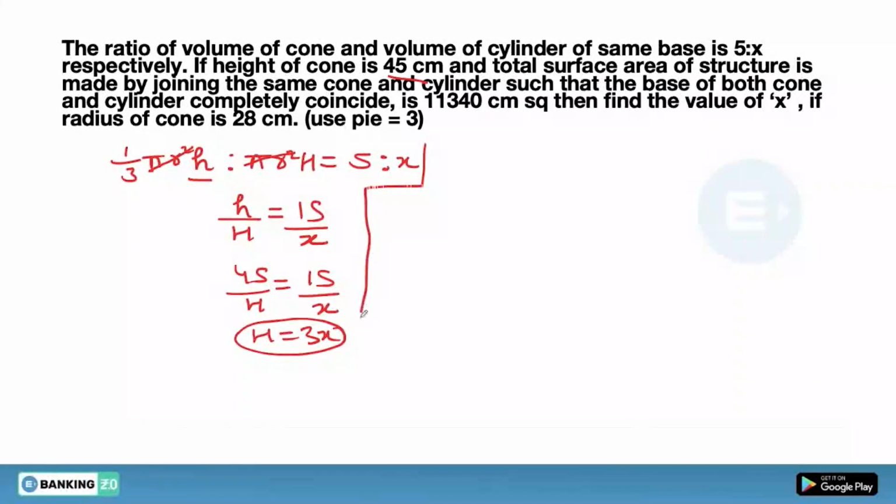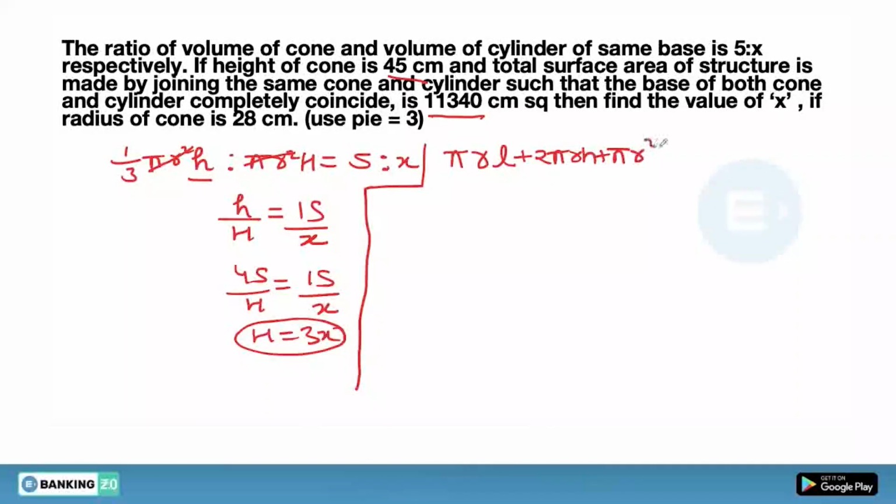Now what is the second part? The second part is we are told that the total surface area of the structure is made by joining the same cone and cylinder such that the base of the cone and cylinder completely coincide. See, here total surface area is given, 11340. So what is the total surface area for them? For total surface area, we are going to use the TSA of the cone plus the cylinder. So it would be 2 pi r h plus pi r square.